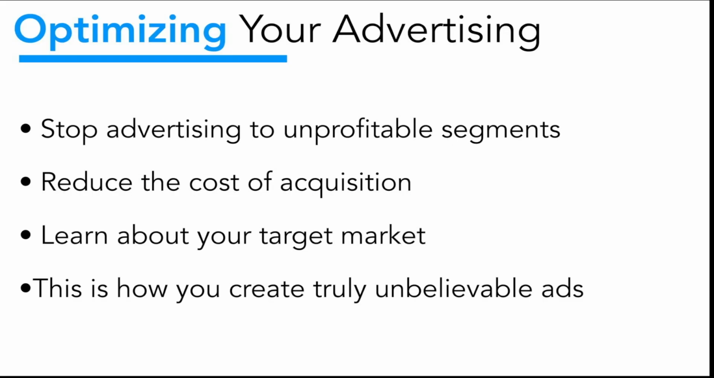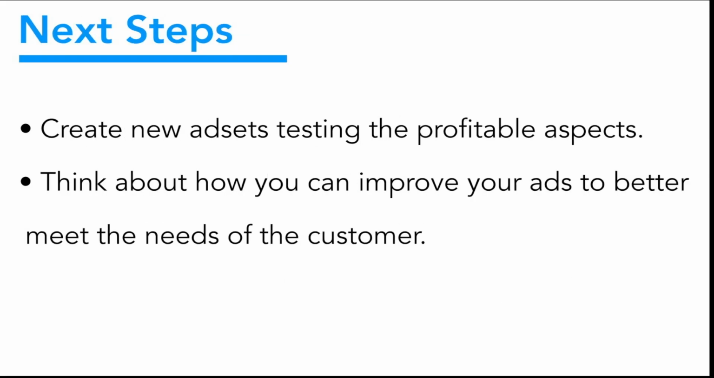All right, guys, so now let's talk about the second step, which is the next step. So once you actually do this, what to do with this data. So what you're gonna do is just create new ad sets, testing the most profitable aspects. And then you're gonna think about how you can improve your ads to better meet the needs of the customer. So for example, with the 65 plus, let's say I had more data to make a decision on, because like I said, this was a pretty early optimization, so we don't really have too much data. But if we did, and that 65 plus was, you know, that's it, they have all the sales, well, then maybe we're going to try to think about what 65 plus year olds are going to be doing.